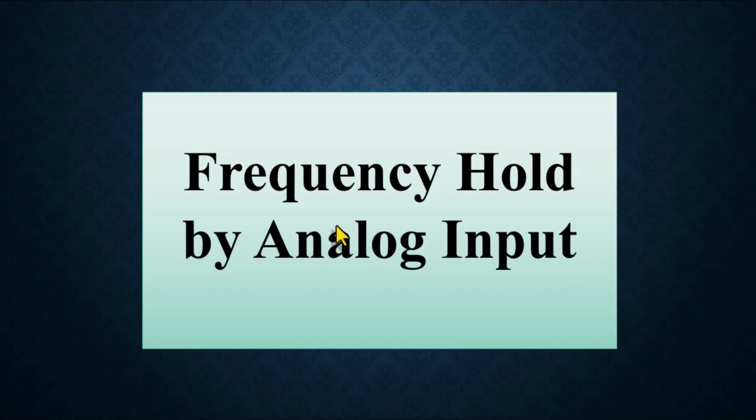What should we do? For example, if we want to give 5V to the inverter and set our frequency to 25 Hz, it should remain exactly at that value and not fluctuate. We use this analog hold feature, or hold by analog input.